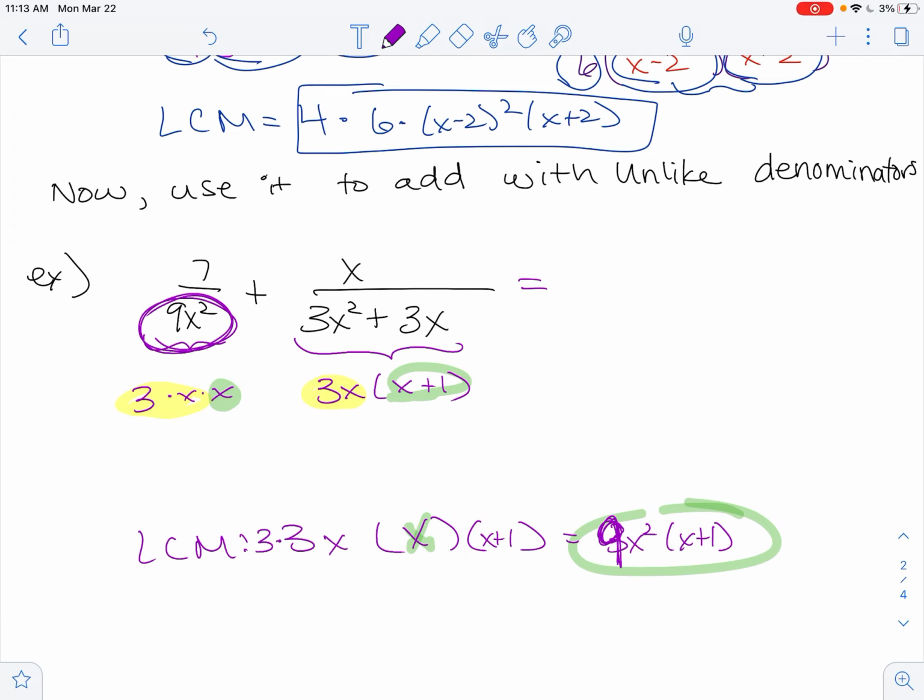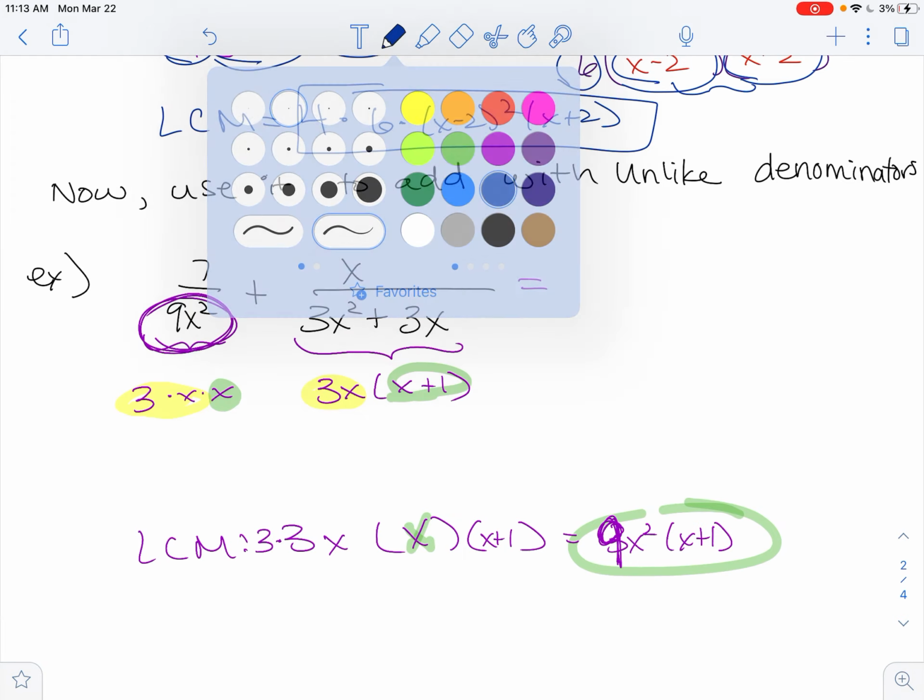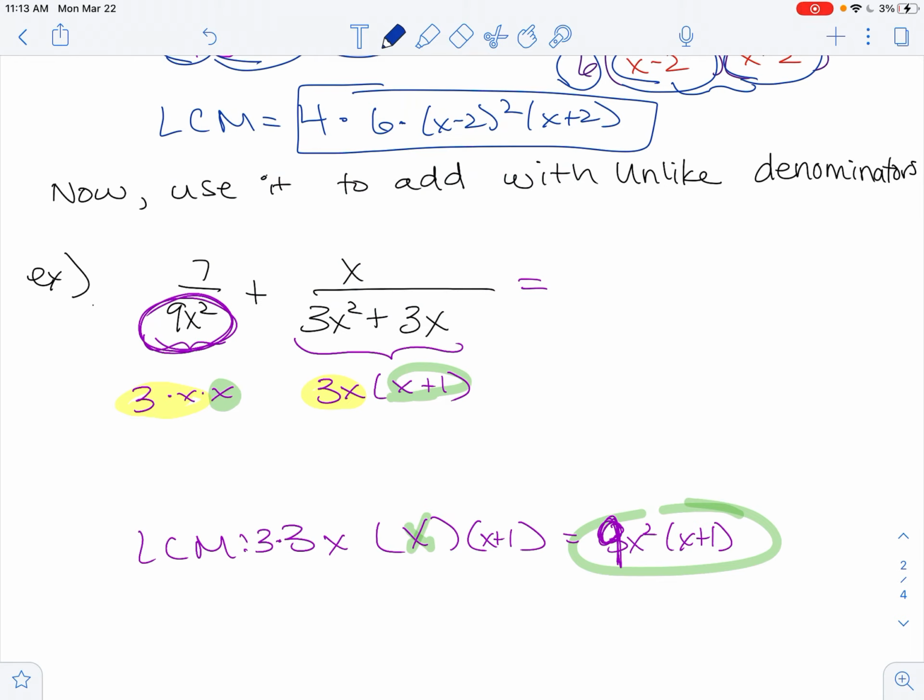So now we're going to figure out what do I need to get on both of the denominators to make these common. So I'm going to multiply this one by x plus 1 on the top and the bottom. And this one, I'm just going to need to multiply by 3, because when I factored it, I got 3x times x plus 1. So I need another 3, and another x, because I want it to be 9x squared. So I'm going to multiply both top and bottom by 3x.